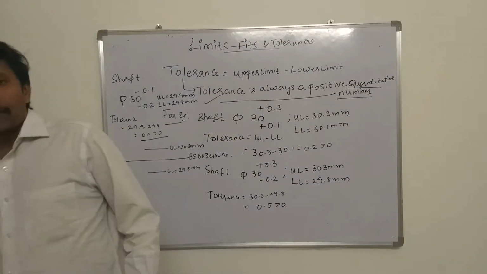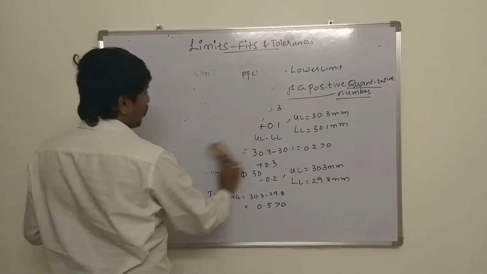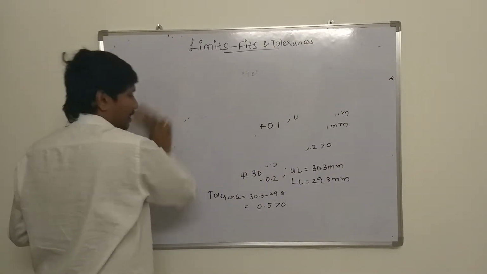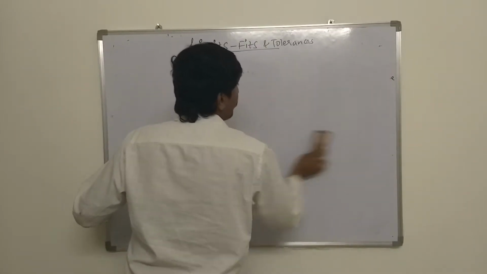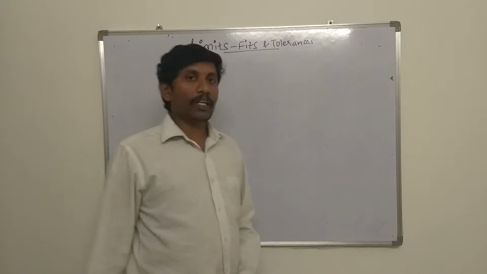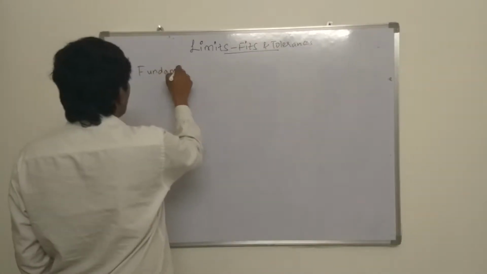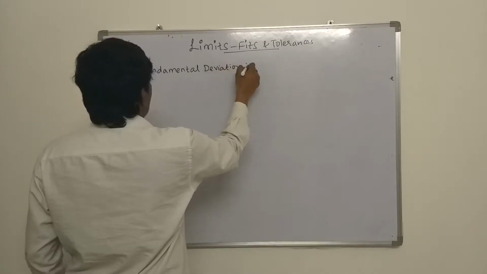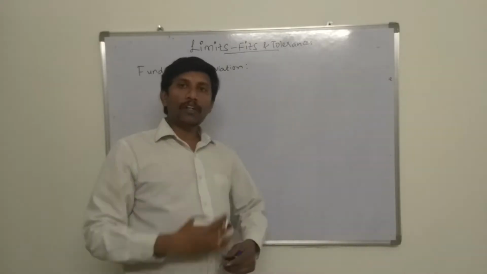Next we will discuss fundamental deviations. This is one of the important topics to understand limits, fits and tolerances completely. Once we understand the fundamental deviations, we can go for the design of limit gauges. Deviation implies deviating from the basic size or zero line.